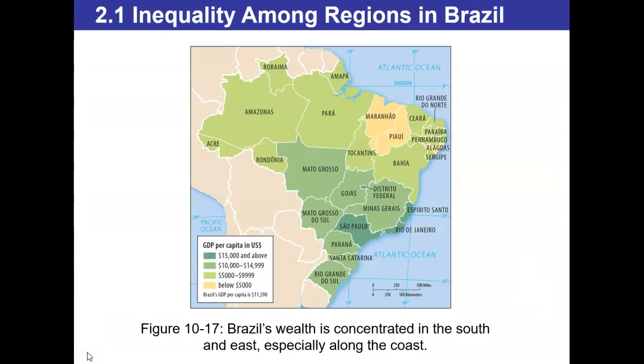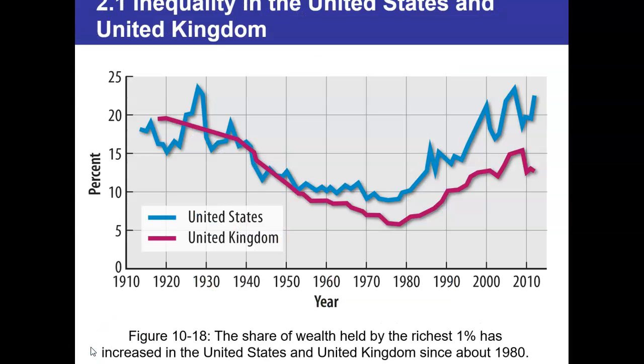Figure 10-17 also shows this, looking at Brazil's wealth being concentrated in the south and the east along the coast, but much less as you move inward. Figure 10-18 demonstrates the share of wealth held by the richest 1% has increased in the United States and the United Kingdom since about 1980. This is a trend that we actually see throughout the world.